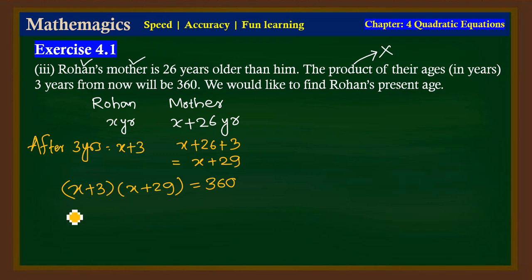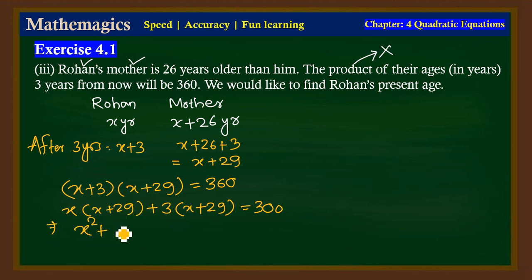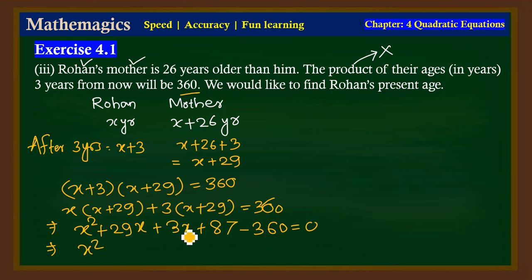As we know the distributive law, x into x plus 29 plus 3 into x plus 29 is equal to 360. Implies that x into x becomes x square, 29 into x becomes 29x, plus 3 into x becomes 3x, plus 3 into 29, 87. And this 360 is given. So 360 I am taking to the LHS, that will become minus 360 is equal to 0. So now x square, 29x plus 3x becomes plus 32x.